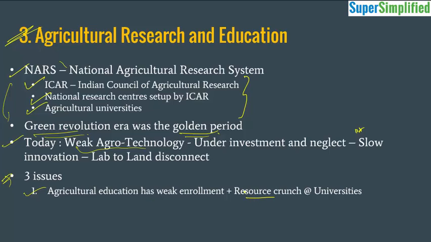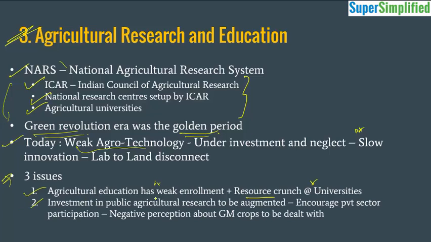Another reason is the resource crunch being faced by the universities. They are lacking funding, faculty, and international collaboration and all those things. Because of that, the universities are also weak, and bright students are not getting into agricultural education. So this is also a problem. Then investment in public agriculture research is to be augmented by encouraging private sector participation, because a lot of investment is required in this particular sector. Then there is also a negative perception about genetically modified crops, because of which we are not able to increase the productivity at the required pace, right? So we have to deal with that negative perception about GM crops also.